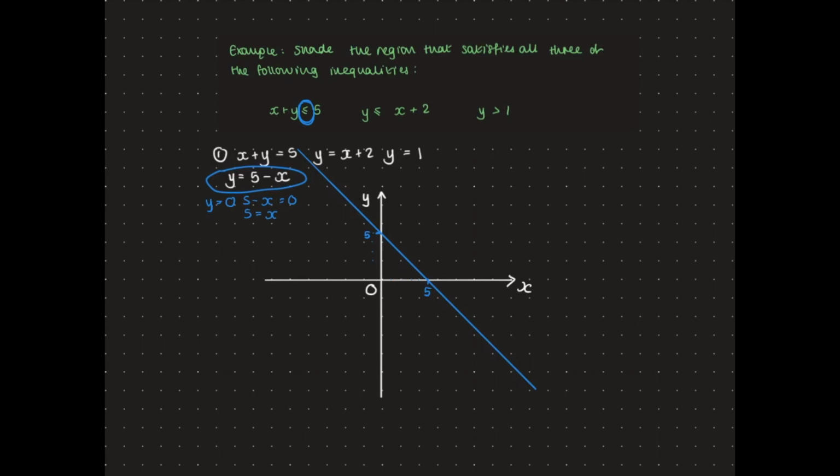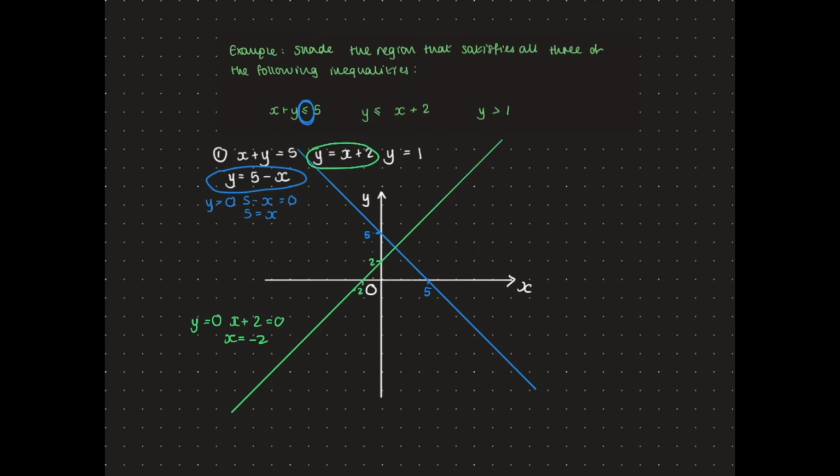Now I'm going to go for my second equation, y equals x plus 2. So I know I've got a y-intercept of 2, so 1, 2. And I'm going to do the same thing. So when y equals 0, x plus 2 equals 0. So x equals minus 2. So I can plot that point here, get my ruler, and I'm just going to line that up nicely and draw that on.